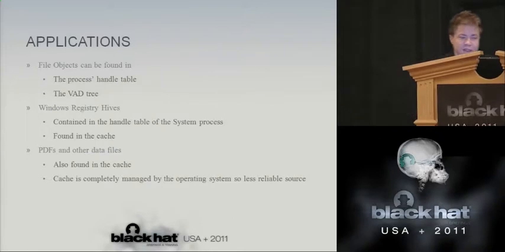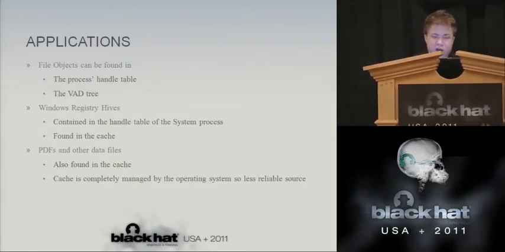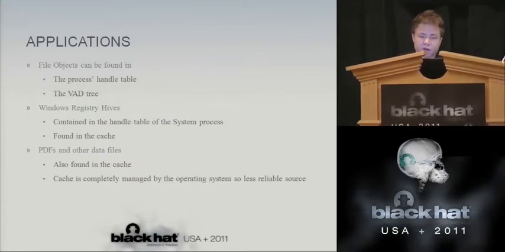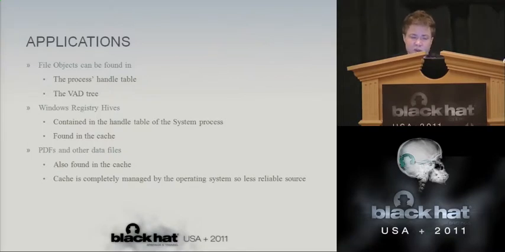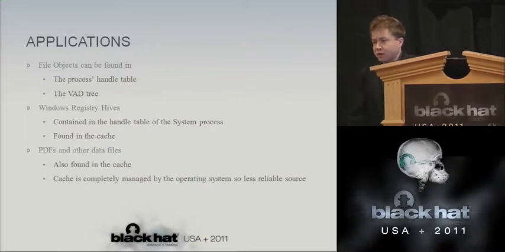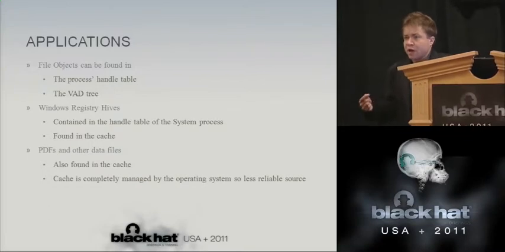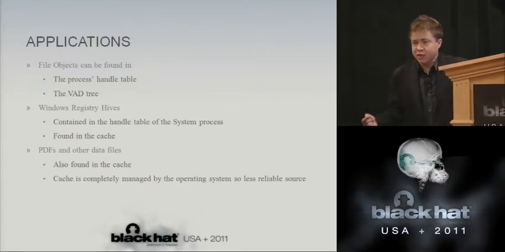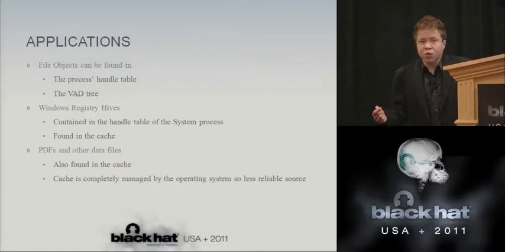And one of the applications of this is the Windows registry hives. So that's very useful when doing some traditional forensics on a host. The Windows registry hives are contained basically in the system process. It has a handle to the hives. So if we are parsing the handle table and acquiring the system process out of RAM, we can also get the majority of the hive data out of RAM as well.